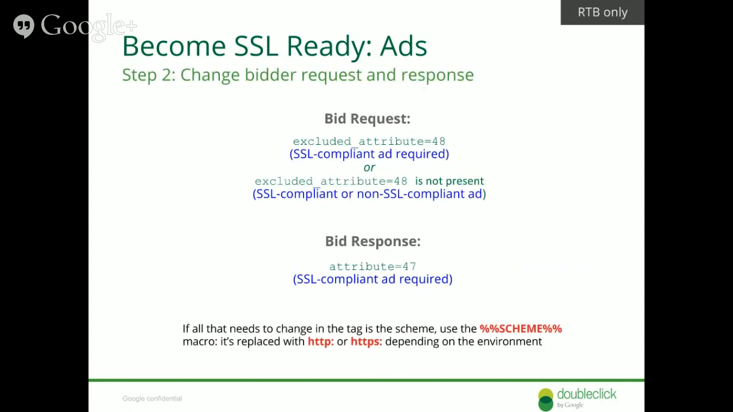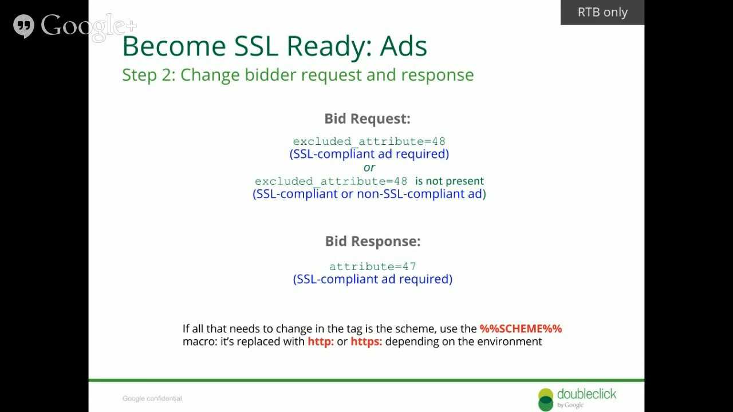Okay, so moving on to step 2, making sure that you are actually bidding on SSL inventory and responding correctly. So how do you recognize whether an impression requires use of an SSL creative or not? It's pretty simple. There's one main field within the bid request called excluded attribute. If you see the value 48 in that excluded attribute field, that tells you that an SSL compliant ad is required because the impression is for SSL inventory.